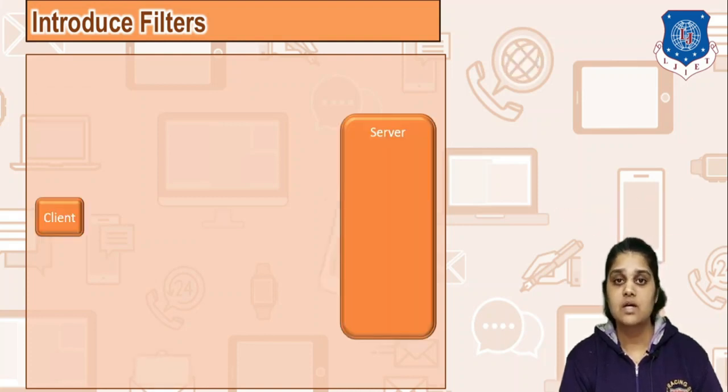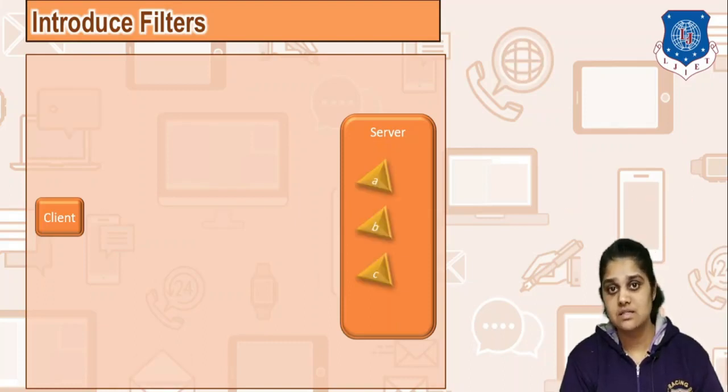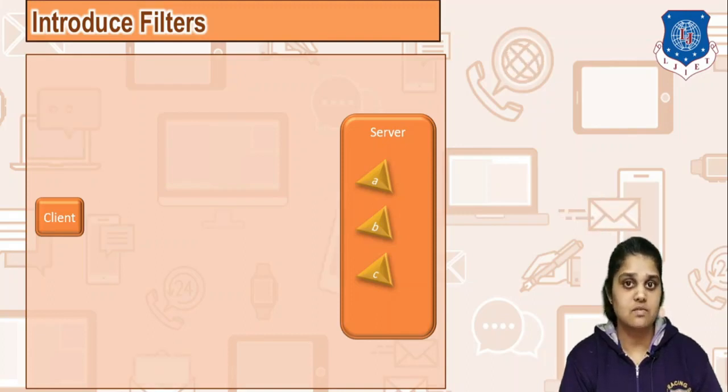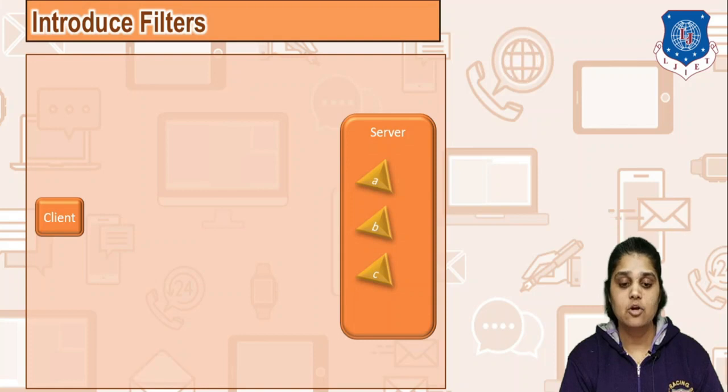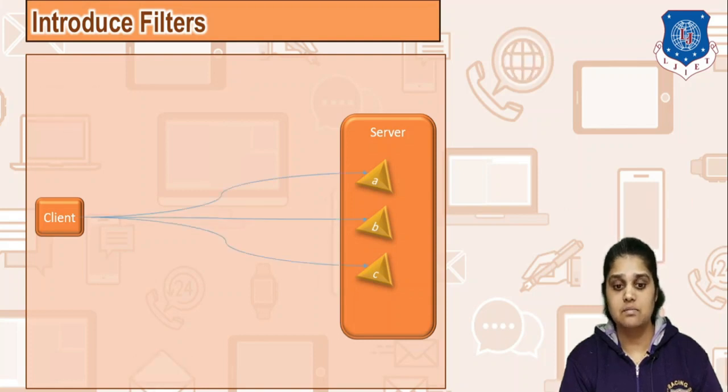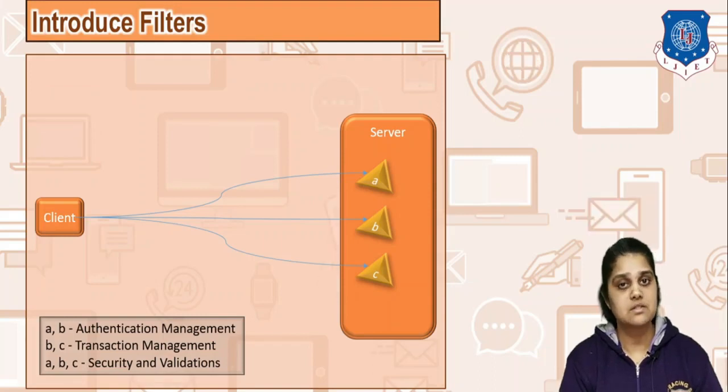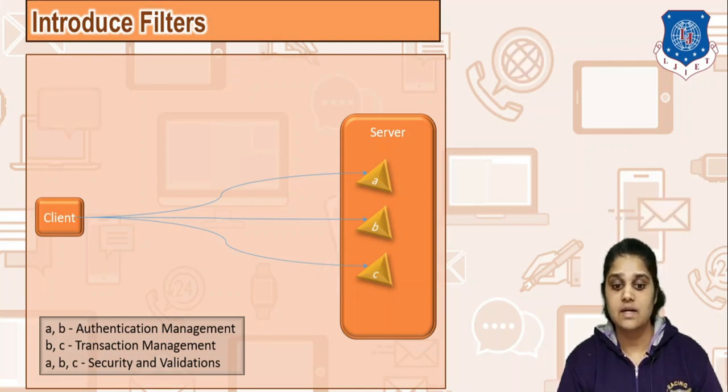Say, for example, you have a client and you have a server. On your server, you will have many servlets. Let us take, for example, A, B and C. You have 3 servlets deployed on a server. Now your client wants to access servlet A, servlet B and servlet C. Now say you have certain requirements. If you want to access servlet A and B, you are supposed to be an authenticated user. If you want to access servlet B and C, you have to implement atomicity, all the various ACID properties, because it is going to handle the database.